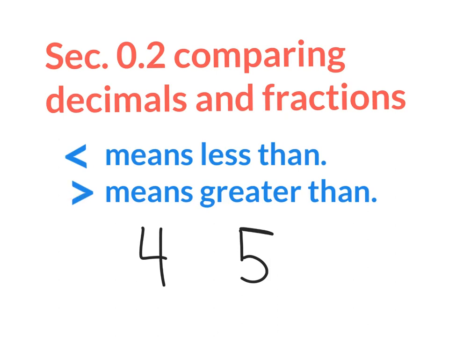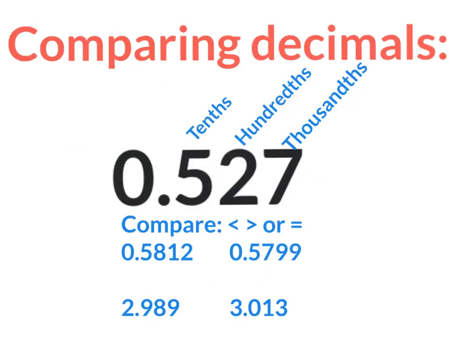Okay, so when you're comparing two numbers like 4 and 5, we all know that 5 is greater than 4. So we know that it has to open up to the 5, right? Because it's hungry, right? It wants to eat the bigger value all the time. So let's start comparing decimals and fractions.